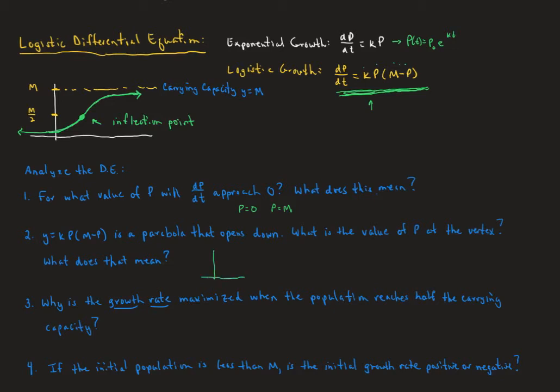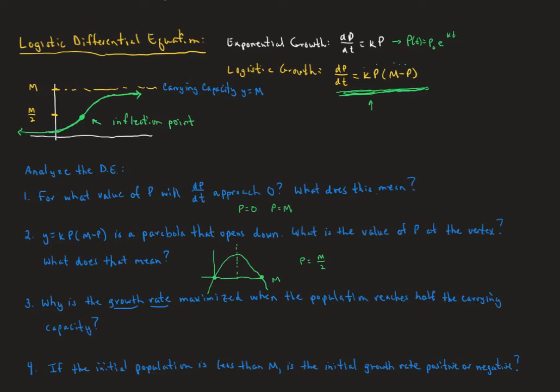Well, we can see that if we have kP times (M - P), it's going to be 0 at P equals 0, and it's also going to be 0 at P equals M. And then it's going to be this parabola that opens down. So we can see that halfway in between the 0 and the M is going to be our vertex. And so that means that our parabola that opens down will have its largest value at P equal to M over 2, the halfway point.